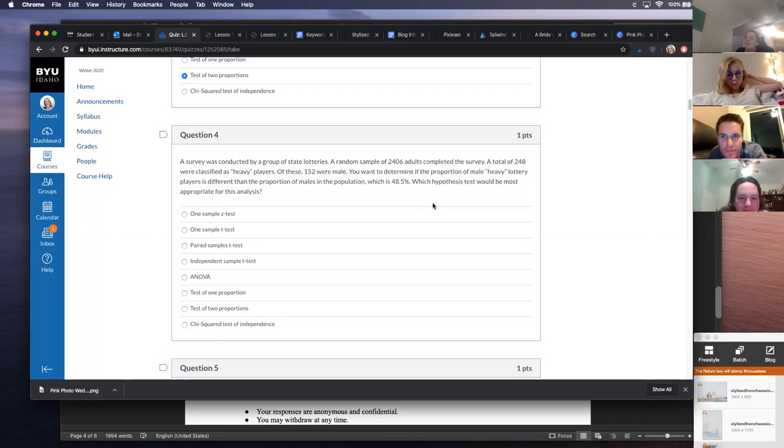Okay. I don't know if this is one proportion or one sample. I feel like one proportion, because it gives you the overall number. Like it gives you the total, and then it gives you how many are male. Interesting. Okay. Not feeling very confident. So would that be like N and X?